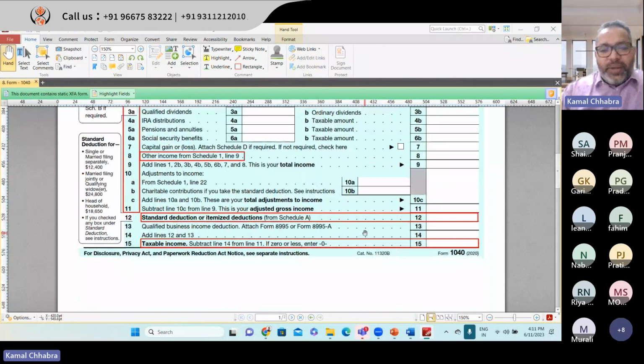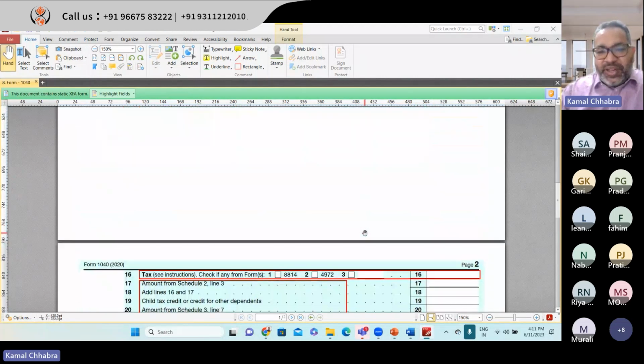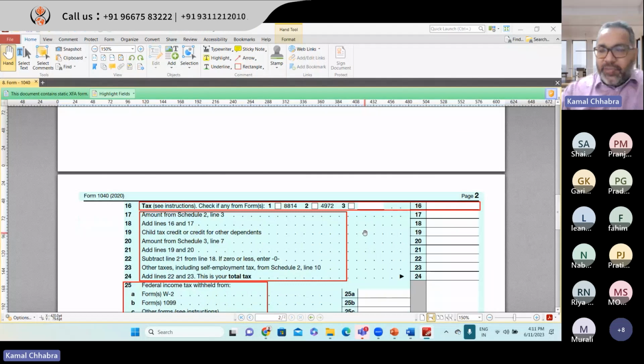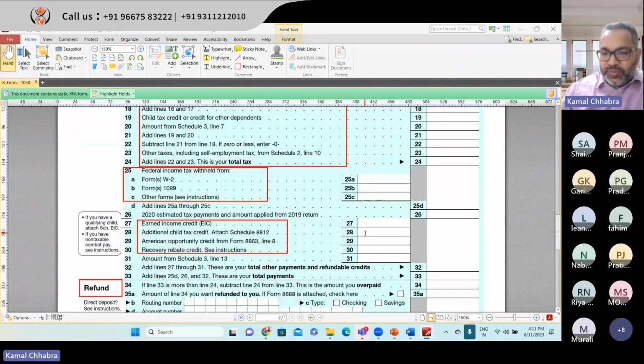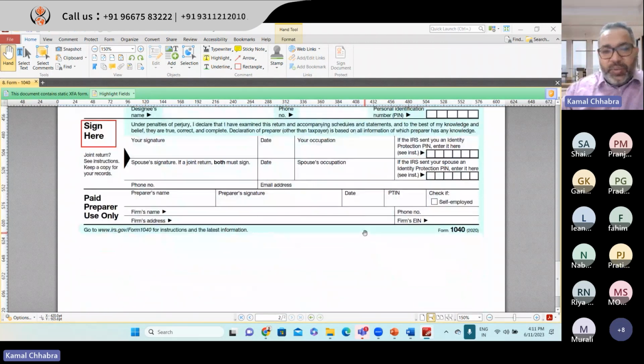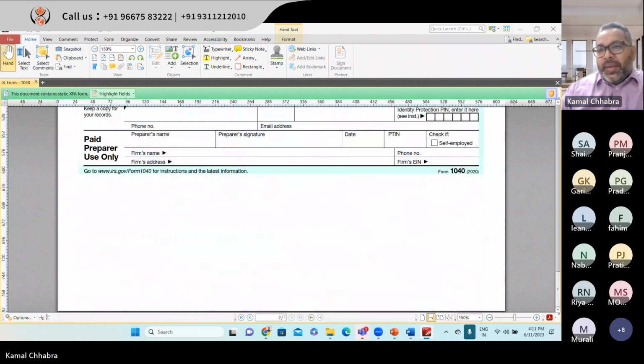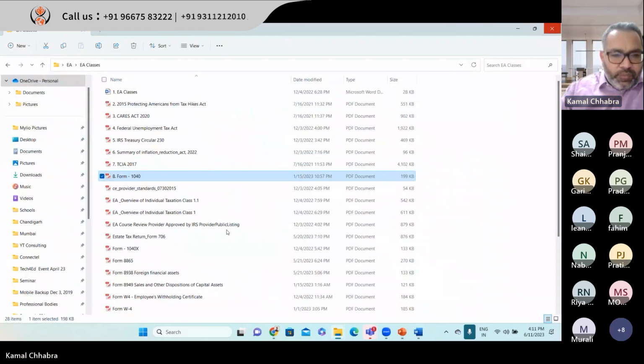We'll be taking you one by one in the respective forms. If you see this Form 1040, you can see each individual item that will be covered in the book is mapped to this 1040. So we will take you through it one by one in detail.